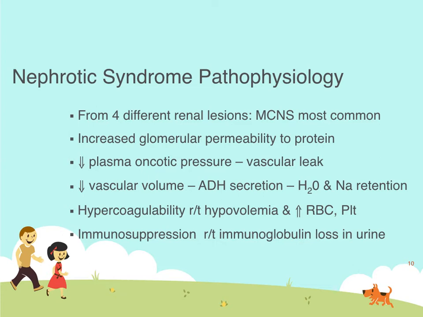They are in a hypercoagulable state related to a decrease in intravascular volume. They also have an elevation of the RBCs and the platelets, but this is a false elevation, and it will correct once we have the volume corrected. They are immunosuppressed related to a loss of a lot of immunoglobulins through the urine.